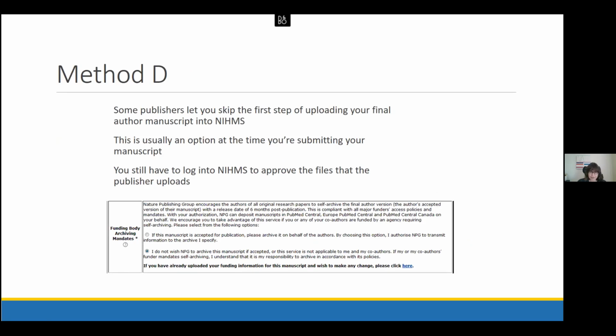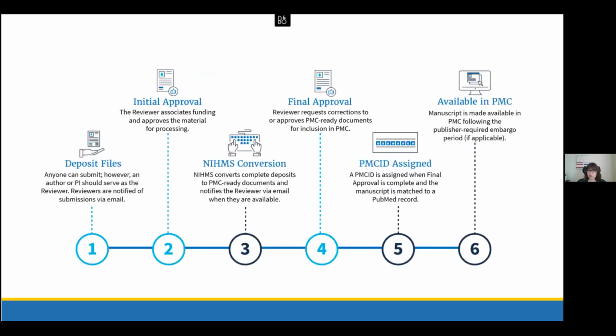That's an example of what it used to look like for Nature. You can let them know that this needs to go in PubMed Central. When you're submitting your manuscript, tell them that, and they'll usually do that first step for you, uploading it into NIHMS. You, or an author, will still have to do step 2. The publisher will do step 1, put the files in there, but then you, the reviewer, will have to check the email that they send you and make sure that you approve it.